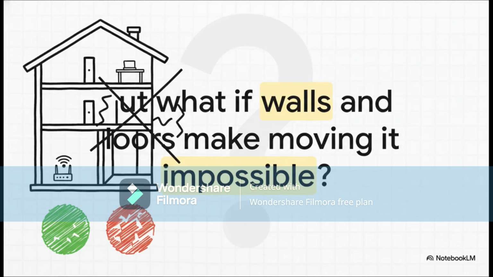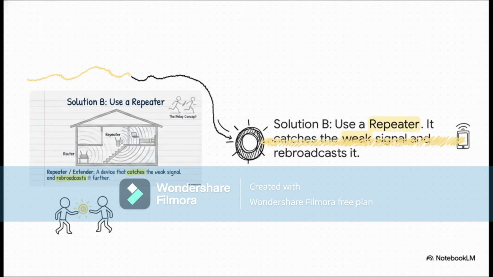But I hear you. What if your home's layout is just tricky? What if you've got really thick floors or a ton of walls, and even the best spot just isn't quite enough to reach that office upstairs? That is where solution B comes into play, the Wi-Fi repeater, sometimes called an extender. Think of it like a relay race for your internet signal. The repeater catches that weakening Wi-Fi wave, gives it a whole new burst of energy, and then blasts it out further into the house, covering those impossible-to-reach dead zones.